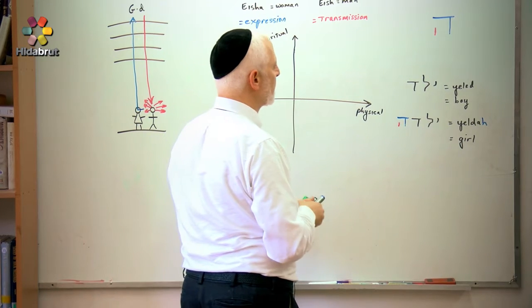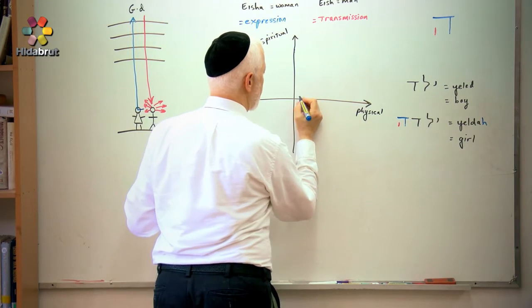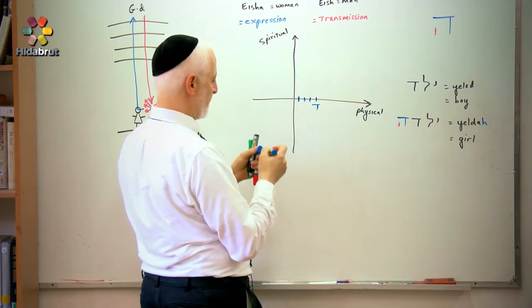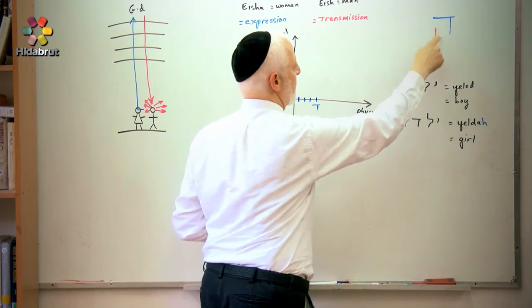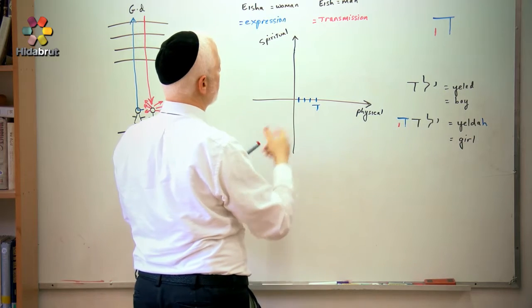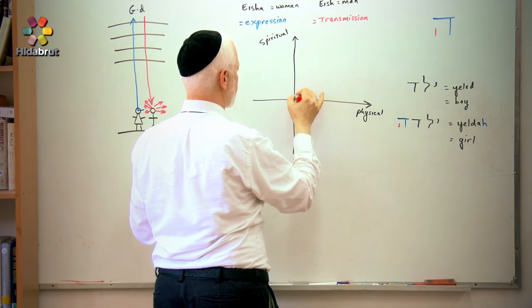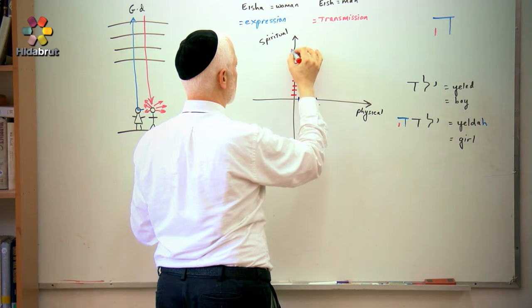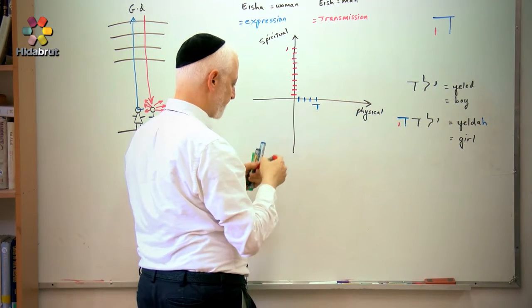So the physical component of a hay is a daled, and daled is a value of 4. So let's go out here, 4. That would be our daled. And it has a spiritual component of a yud, so that would be the 10th letter of the alphabet. So let's go up the spiritual axis 10. That would be a yud.